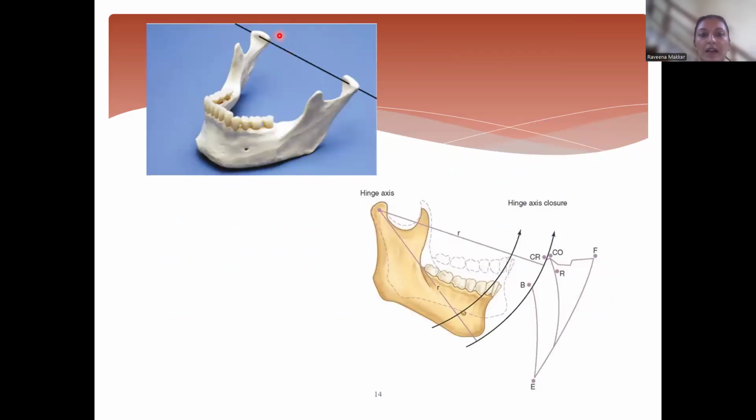See, this is the transverse horizontal axis, which extends from one condyle to the other. And along this axis, there is pure rotation, which occurs in the centric relation position.